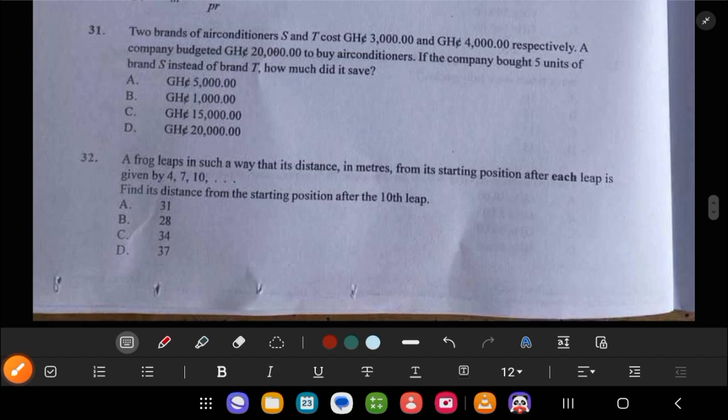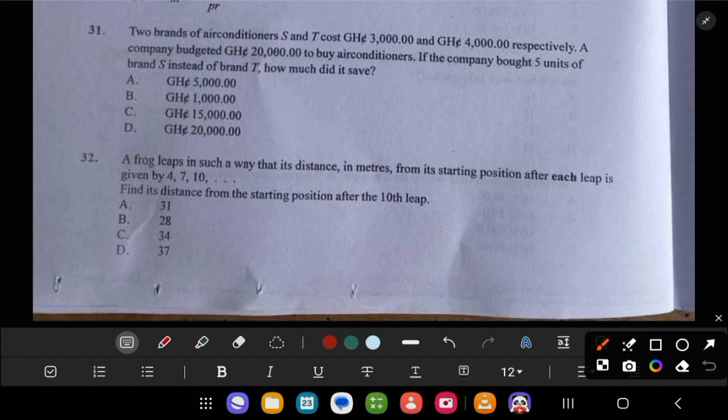So 32. A frog leaps in such a way that its distance in meters from the starting point after each leap is given by 4, 7, 10. So what's its 10th leap? So the 4 is the first leap, 7 is the second leap, 10 is the third leap. Now, which topic does this fall under? It falls under skip count forward. Yes. So first, second, third.